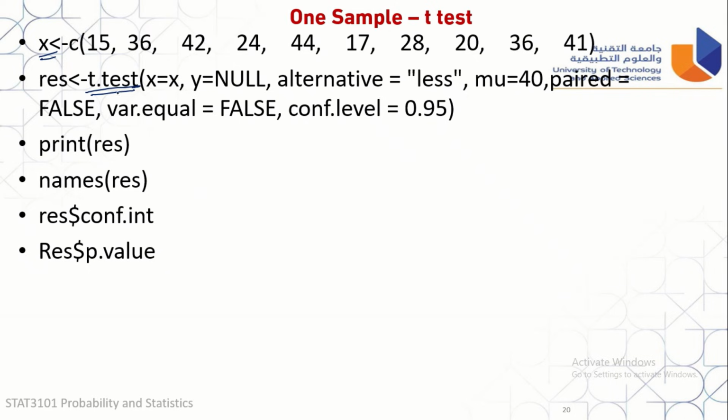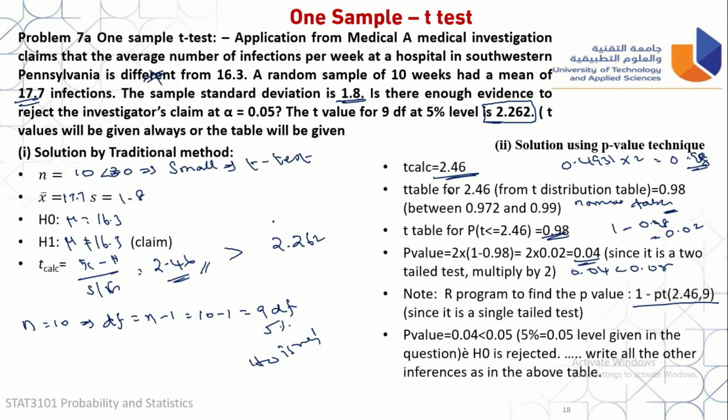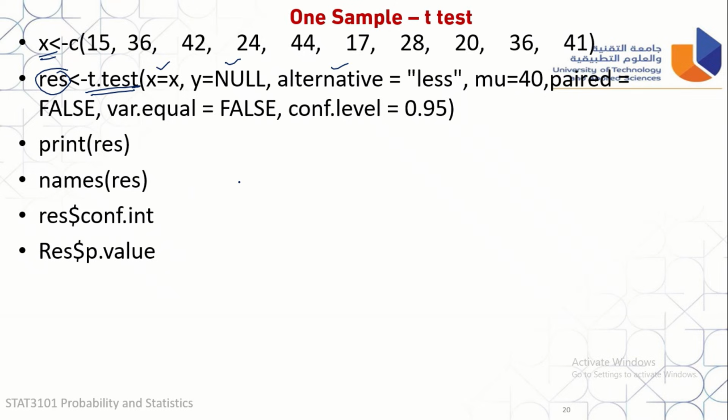The command is t.test, and store your answer in some result, like result 1 or result 2. The first argument is x, and the second is null, because we are using a one sample test. Alternative is less, because the question is less than, and mu equal to 40, as given in the question. Paired equal to FALSE, we don't have a paired test. Var.equal equal to FALSE. The confidence level is 0.95, and it will be given in the question.